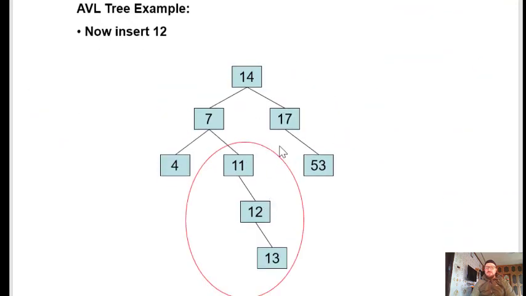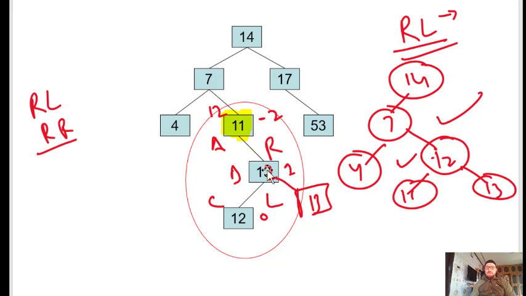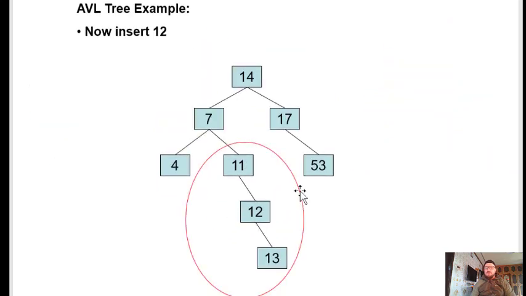You first convert this, let me erase it first to make you understand. So this is my A and 13 is my B, right? So either you first make it from RL to RR, that is this is right, get this also to the right. So how do you do that? You get 12 up and 13 down. So it is now RR.